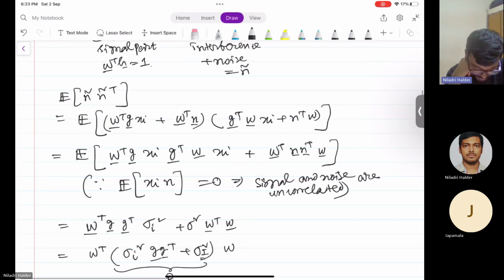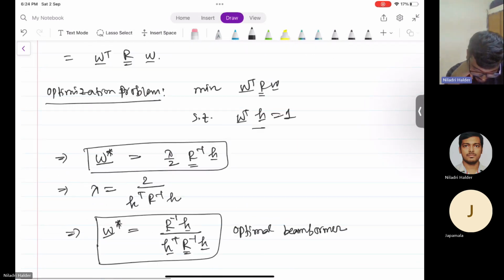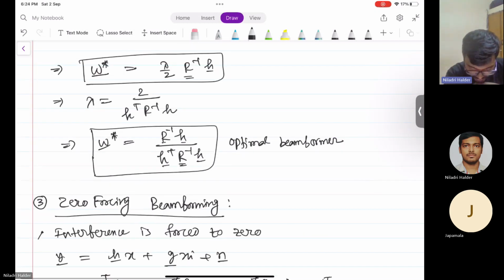So here we need to minimize the noise plus interference term, the interference power. So this is the optimization problem: minimizing W transpose R W, where R is the covariance matrix of noise plus interference. The optimal beamformer is found to be R inverse H divided by H transpose R inverse H.